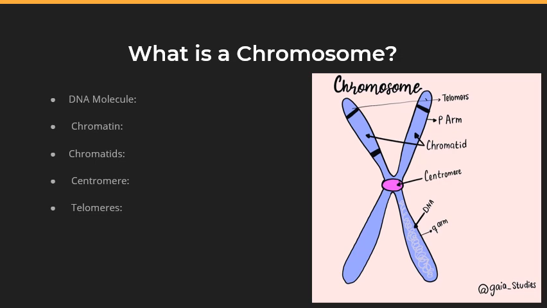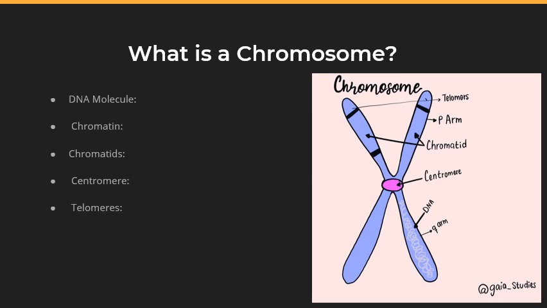Now let's talk about chromatin. When not undergoing cell division, chromosomes are in a diffused and less condensed state that we know as chromatin. Chromatin consists of DNA wrapped around histone proteins. This arrangement allows for efficient packing and regulation of gene expression.